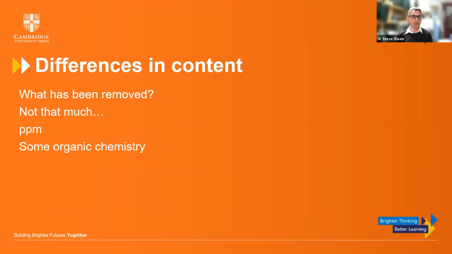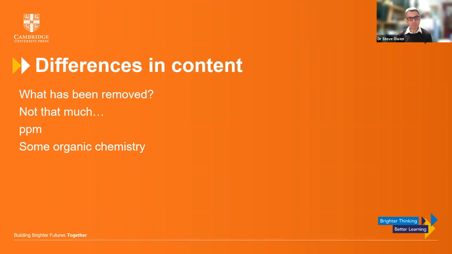So let's have a look at some of the differences in content. And first of all, what's been removed. Apart from the options, not huge amounts really. There are a few things which have come out. So for instance, ppm, the calculations involving that. I don't think it was a major part of the previous syllabus, and the students did find it quite difficult for some reason. So that has gone, which will be a relief to some people. It was quite nice though at times. It allowed you to talk a bit about environmental issues, concentration of CO2 in the atmosphere.